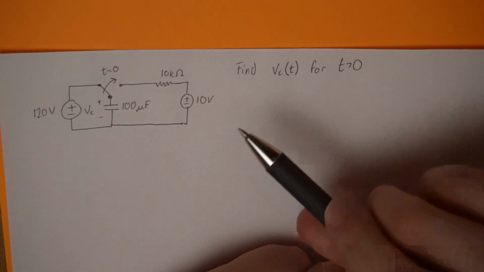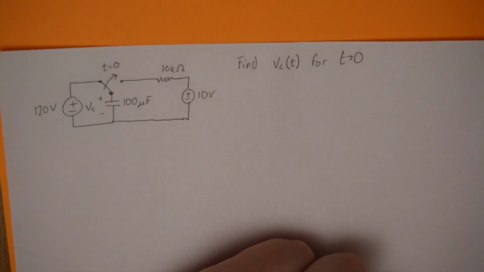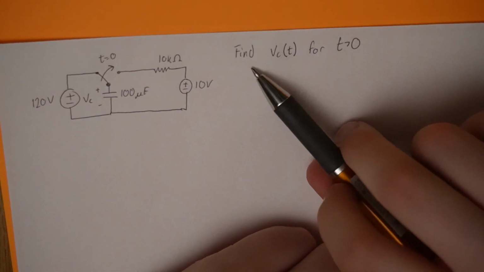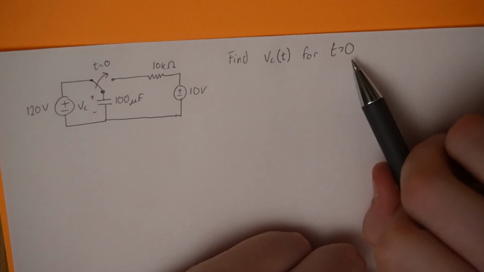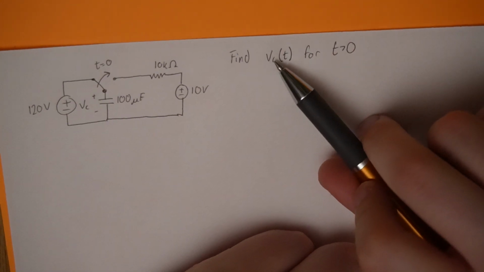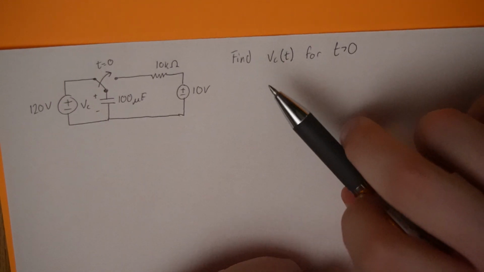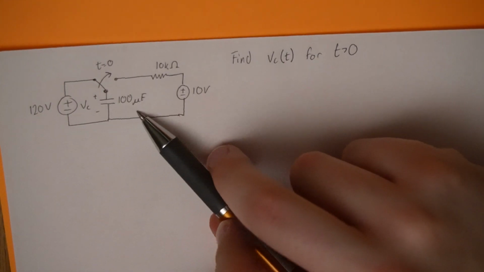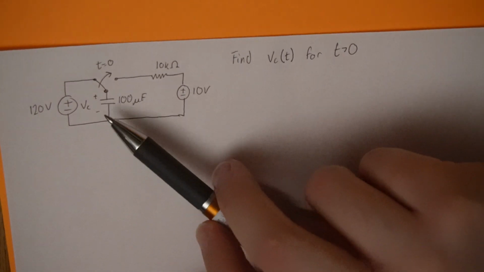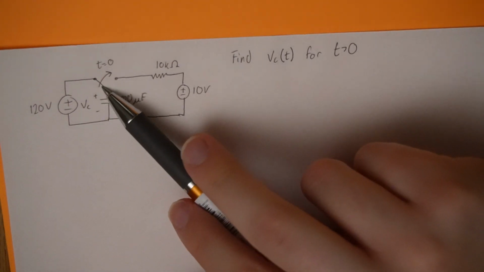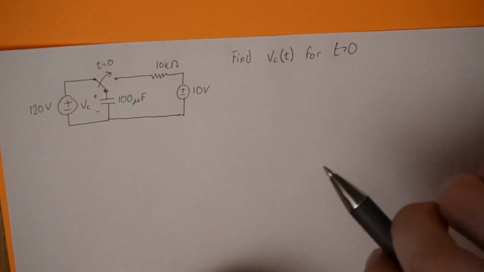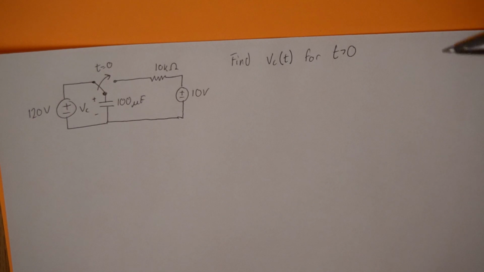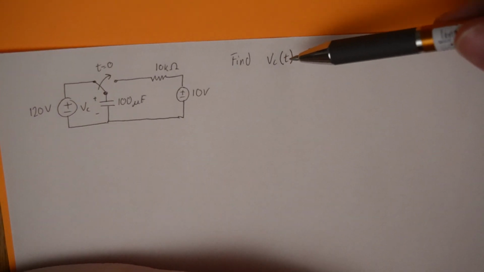So here I have a circuit I just came up with like 2 minutes ago, and I just gave a simple prompt: find VC of t for t greater than 0. So VC indicates we want the voltage across a capacitor, and it's a 100 microfarad capacitor. We see there's a switch, and it goes from this position over at t equals 0. We have two voltage sources, but the basic gist of the problem is we want to find VC at t.